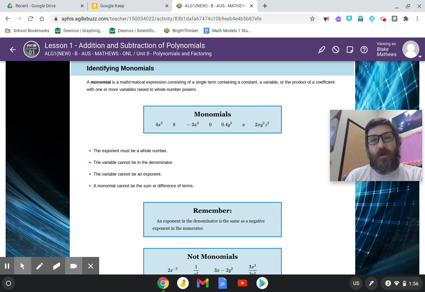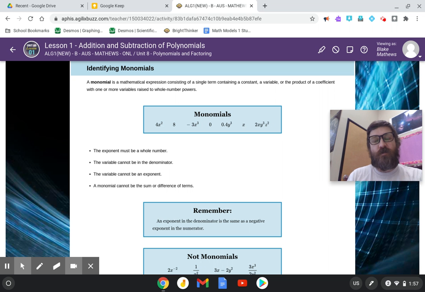Well, what we're talking about is an expression that has a constant, a variable, and/or any product of those things. So multiplication of constants and variables. So what you see here, these are what we call monomials. So another way of referring to that is a term.